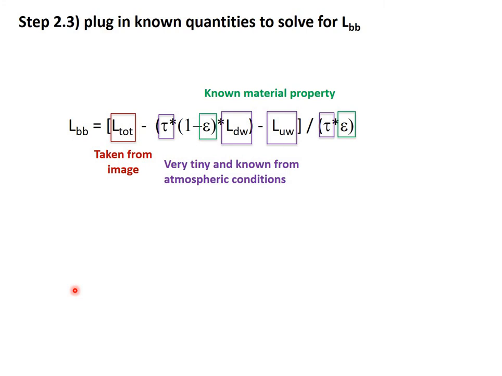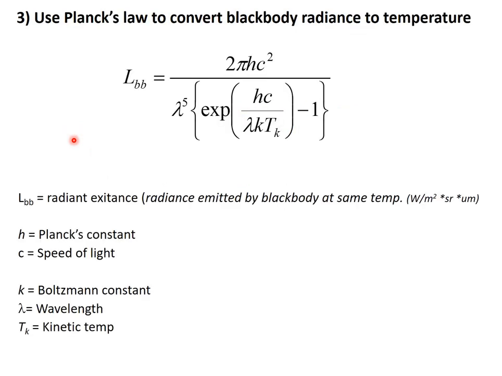Now that we've done that, we're ready to solve. We're just going to plug in known quantities, and we know all these things. L tot was measured. That's what we started with in the satellite image. Transmissivity we'll often look up from an atmospheric model. Emissivity, if it's water, we know that's 0.95. If it's some other material, we need to either assume it or find a clever way to estimate it, and there are different ways to do that. And then downwelling radiation and upwelling radiation, again, we would look up in an atmospheric model. But we know all those things, and now we can solve for black body radiance.